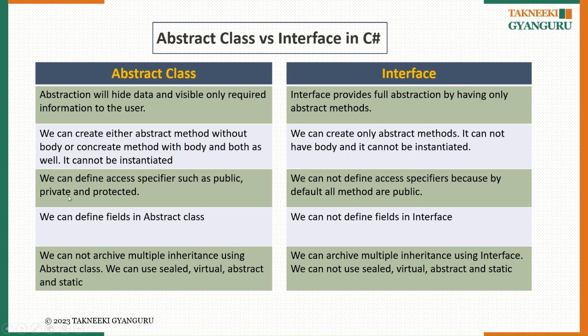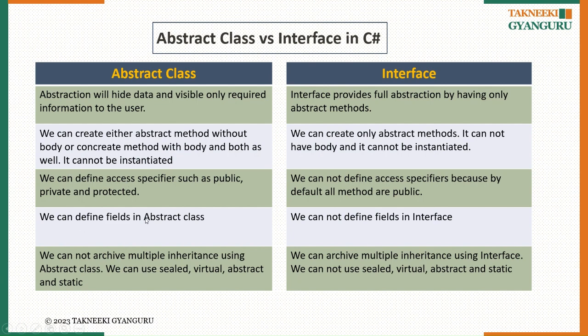The next difference is we can define access specifiers like public, private, and protected. Means we can use public, private, and protected access specifiers in the abstract class. We will give you a demo of each part of these differences, right? And in an interface, we cannot define access specifiers, because by default all methods are public. So we need not put the keyword public. If you are not mentioning public, all methods will be public by default.